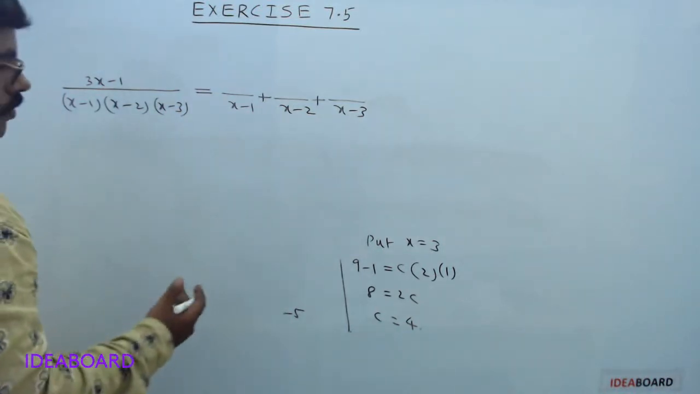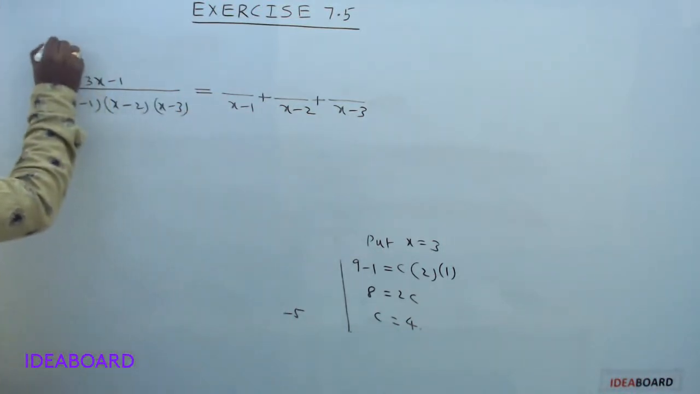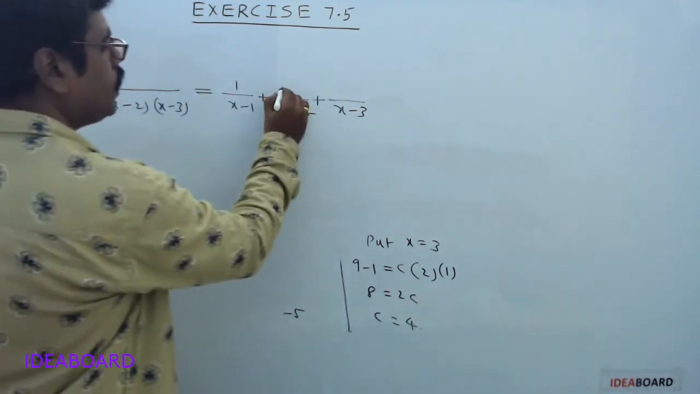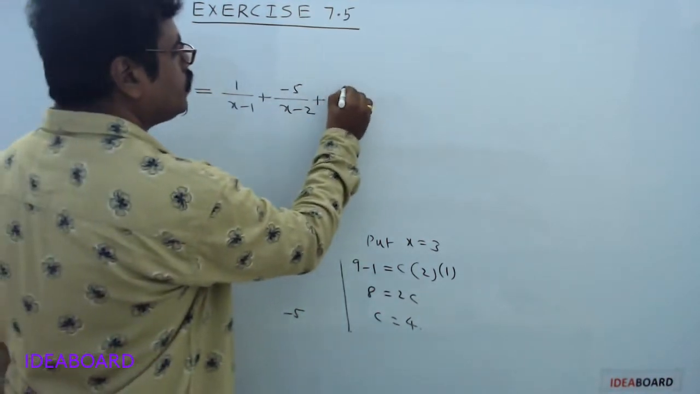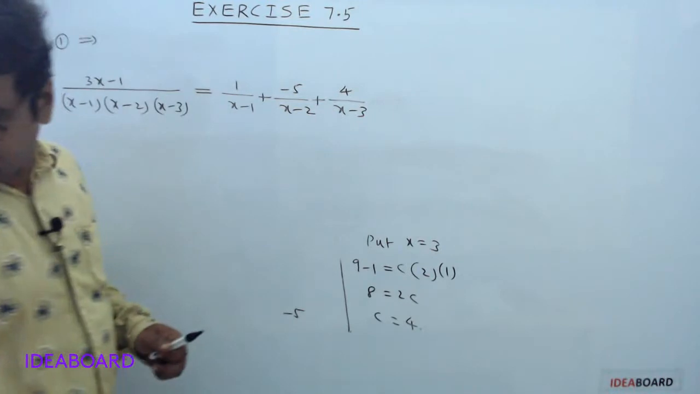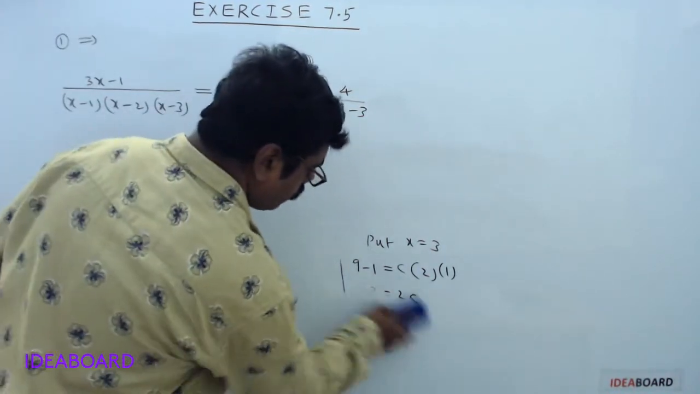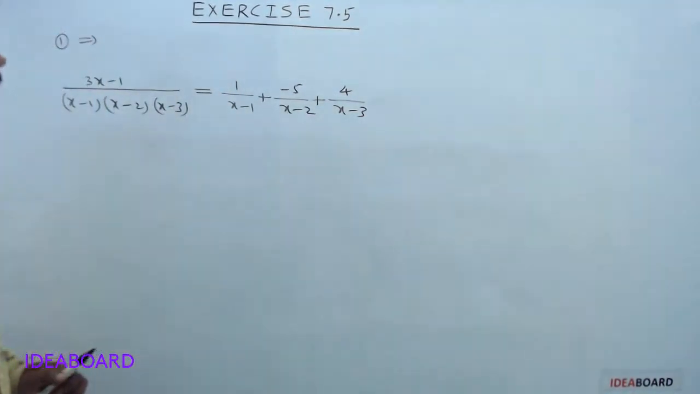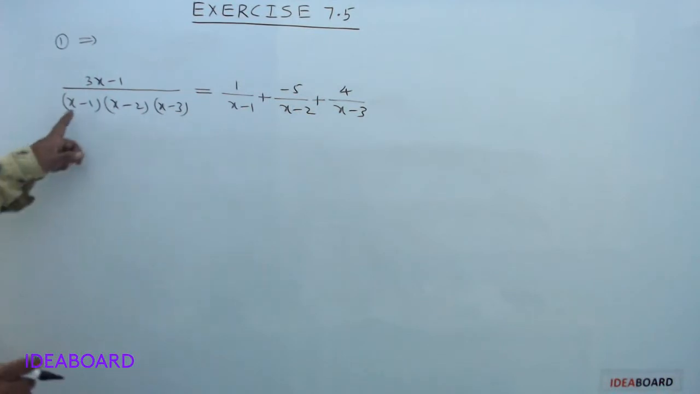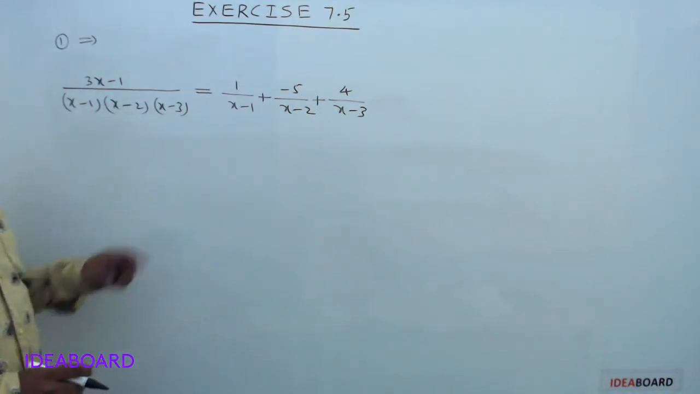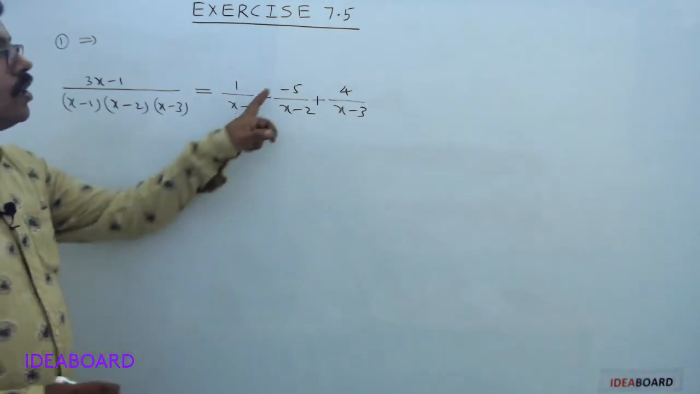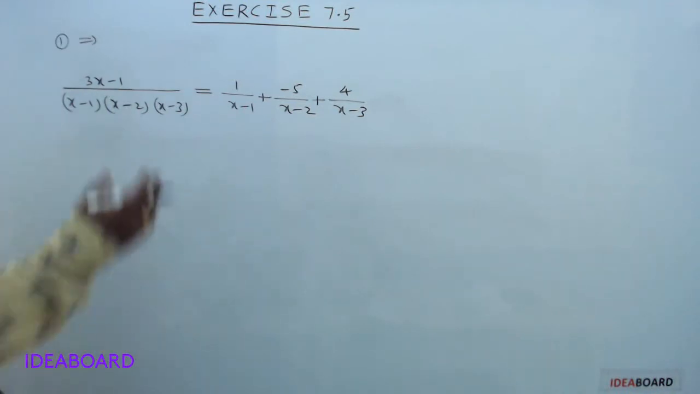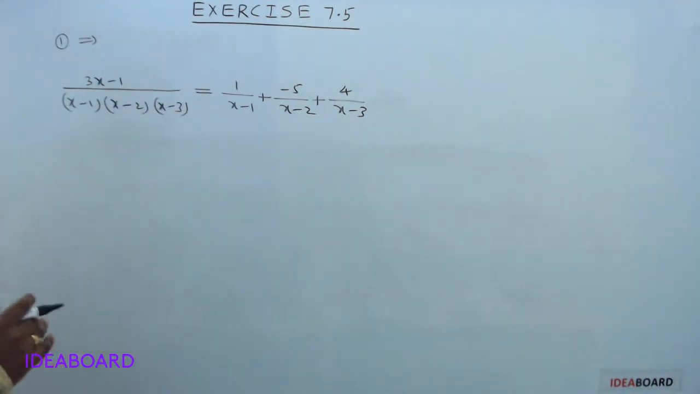Now, write down the values of A, B and C in equation 1. So, A value 1, B value minus 5, C value 4. Now, see the continuation. 3x minus 1 divided by x minus 1 into x minus 2 into x minus 3 equals 1 divided by x minus 1 plus minus 5 divided by x minus 2 plus 4 divided by x minus 3. Now integrating on both sides with respect to x.